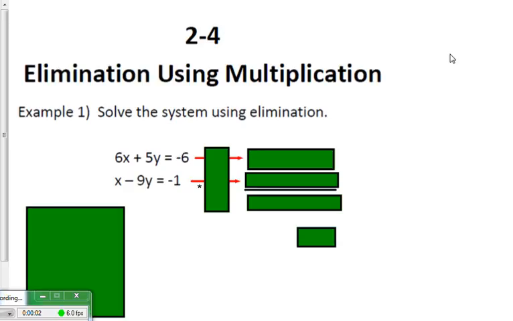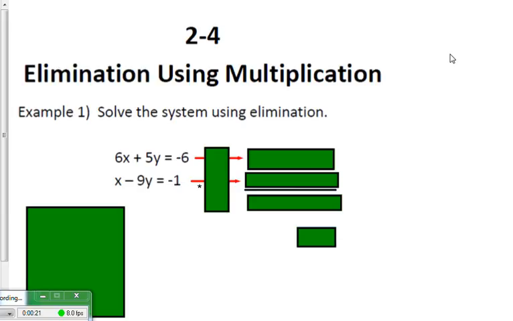All right, and now we have our video for 2.4. 2.4 is dealing with elimination using multiplication. So remember, we're still in our unit about solving systems of equations. Elimination is a way to do this algebraically. And by that I mean we're not using graphs. You shouldn't have to draw any graphs to find the solutions here.